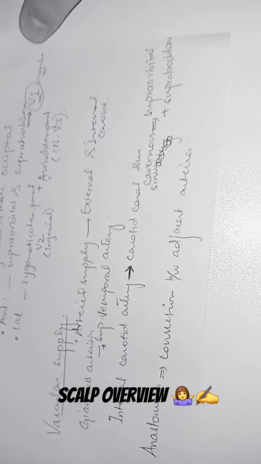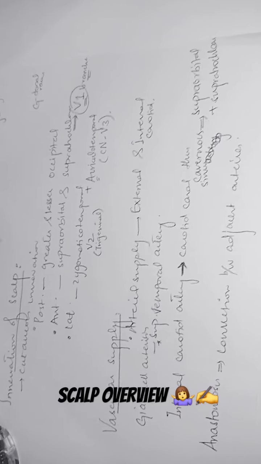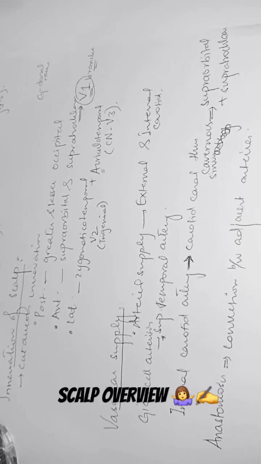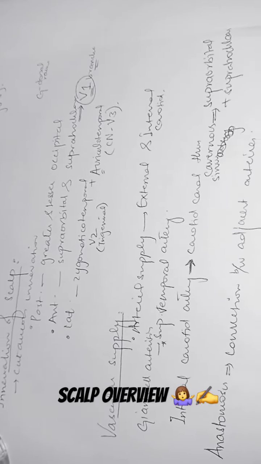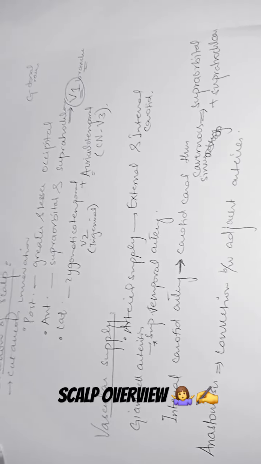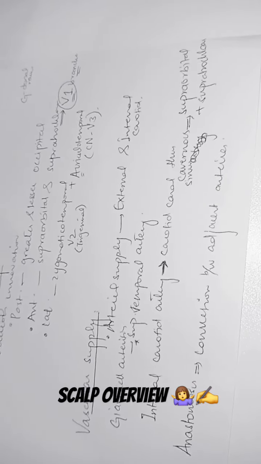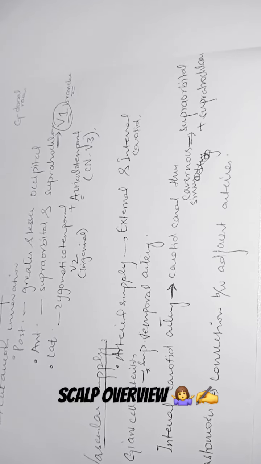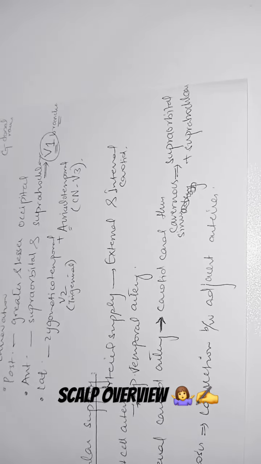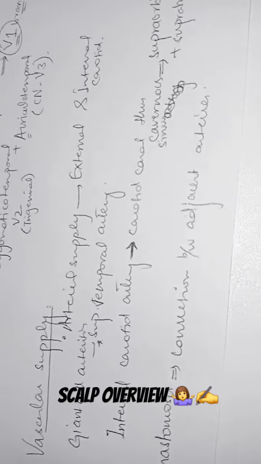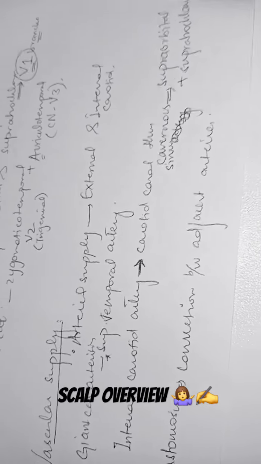If we talk about the vascular supply, the arterial supply is provided by the external and internal carotid artery. However, we need to memorize that giant cell arteritis is a condition which is caused by the superficial temporal artery. If we talk about the path of the vascular supply, the internal carotid artery goes through the carotid canal, through the cavernous sinus, and gives off its branches, which are the supraorbital and supratrochlear branches. And we need to know that anastomosis is any connection between adjacent arteries.